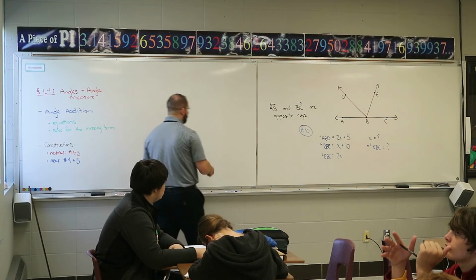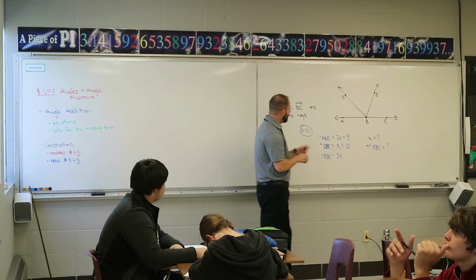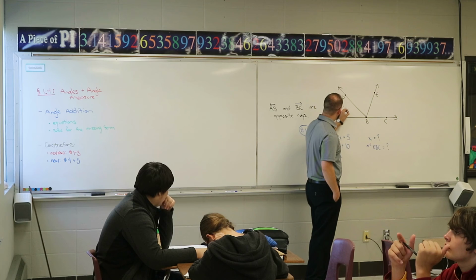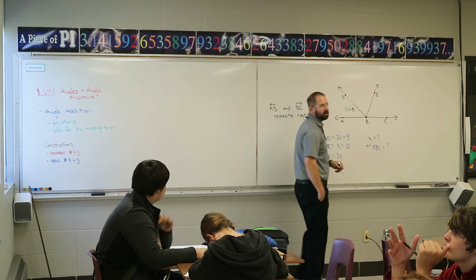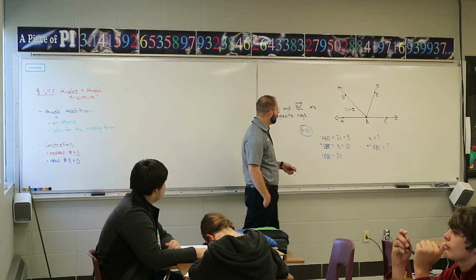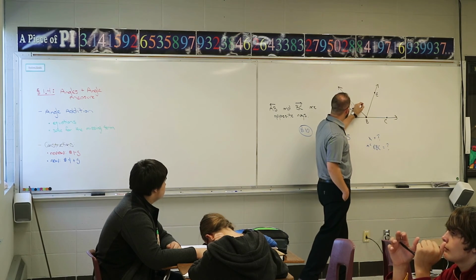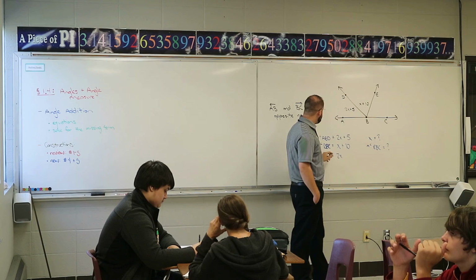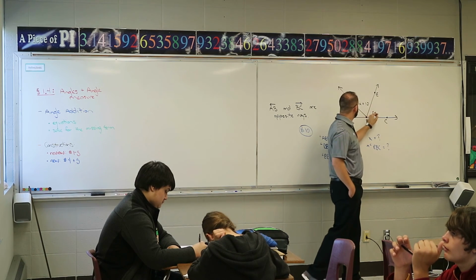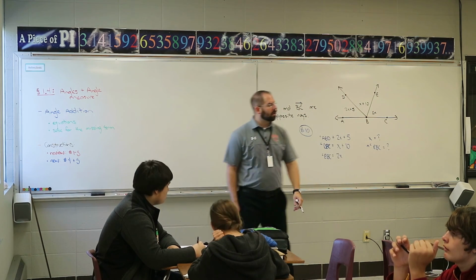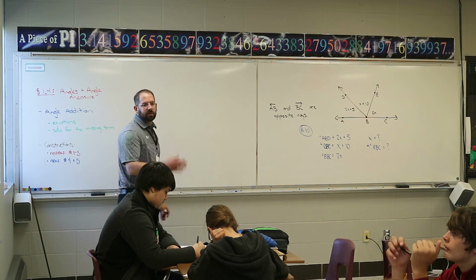So, my three angles: ABD is this angle right here. This is the 2x plus 5. That's the actual measure of it, the angle on the inside. DBE, that's your x plus 10. And EBC is 2x. All we need to do is solve this thing out.